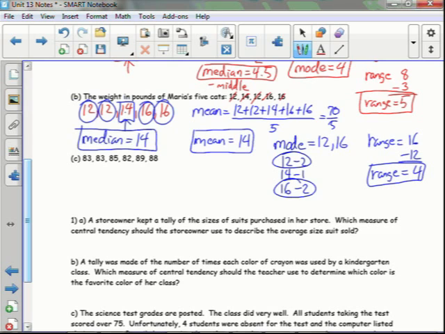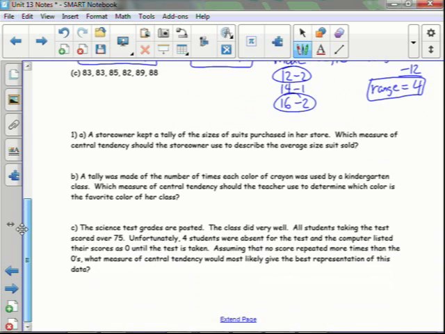All right, and then C, there's one that you could practice on your own, but we're not going to do that right now. I want to look at some scenarios where we can determine which one is best. Okay, a store owner keeps a tally of the sizes of suits purchased in her store. Which measure of central tendency should the store owner use to describe the average suit size?